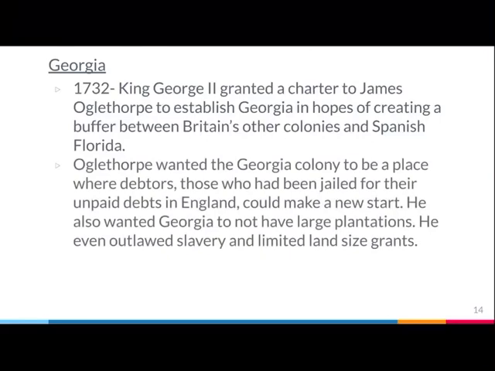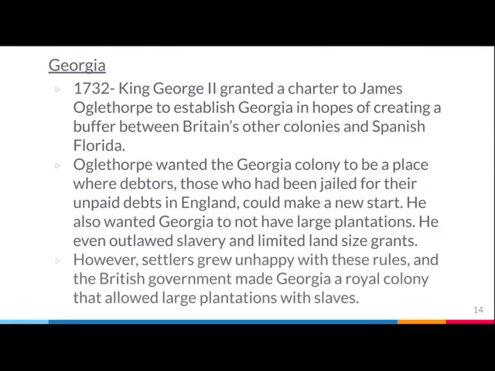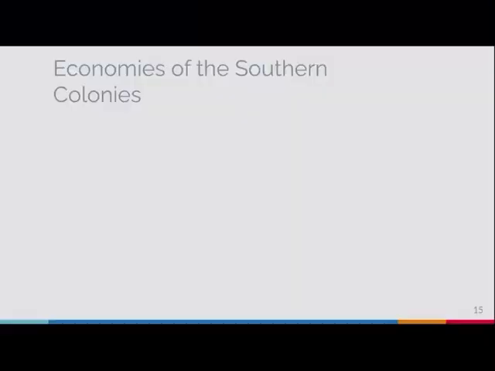He wanted Georgia to be a refuge for people who had unpaid debts, and he did not want even slavery to exist there. However, a lot of settlers started to grow unhappy with these rules, and the British government made Georgia a royal colony that allowed large plantations with slaves. And so we do see Georgia becoming pretty much like all the other southern colonies, with plantations and enslaved people working on those plantations.